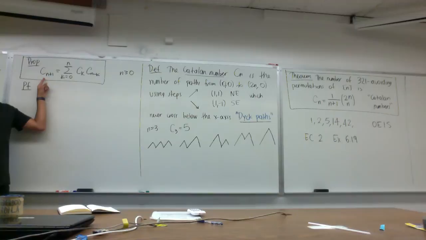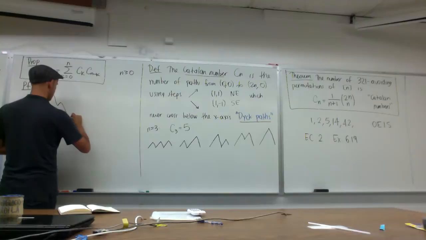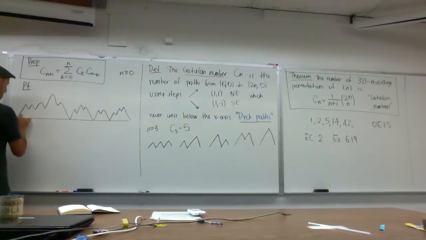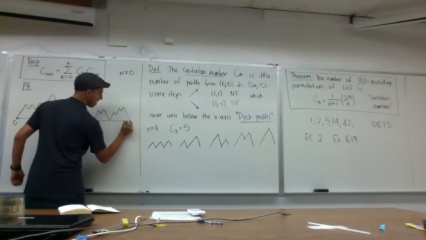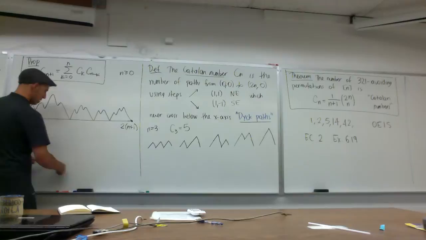And so let's consider something like this. This is some path of length 2 times n plus 1. Okay? So the number of them is equal to this. What I want to show is that the number of them is also equal to this. Okay? So there should be some kind of parameter k that I separate here. So what is k going to be?